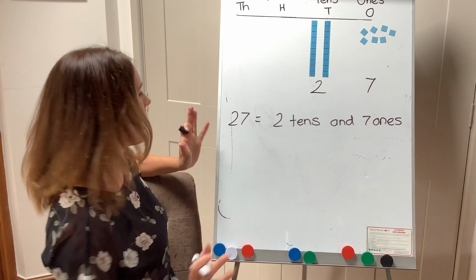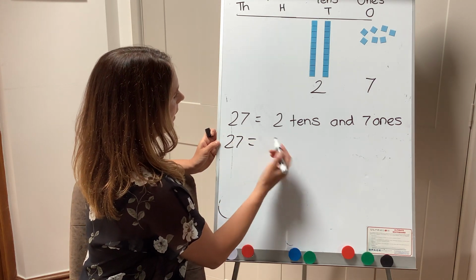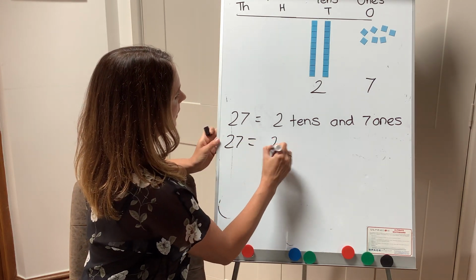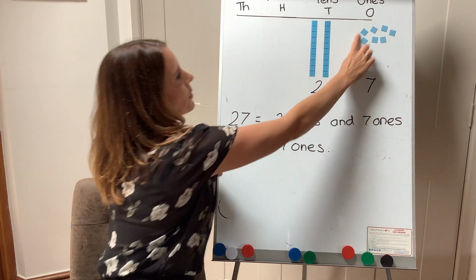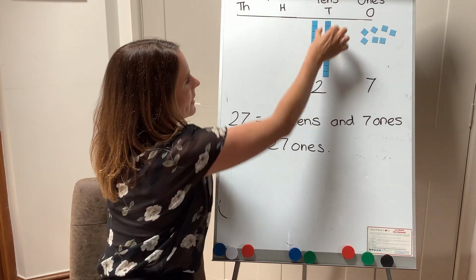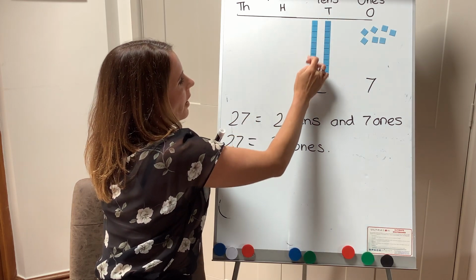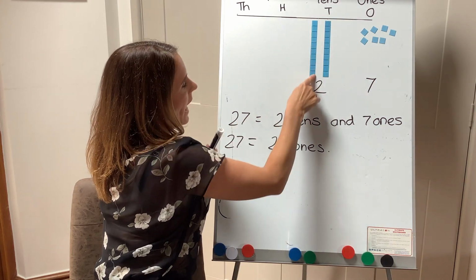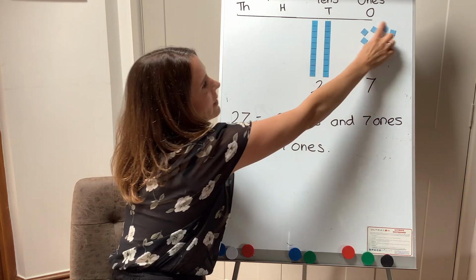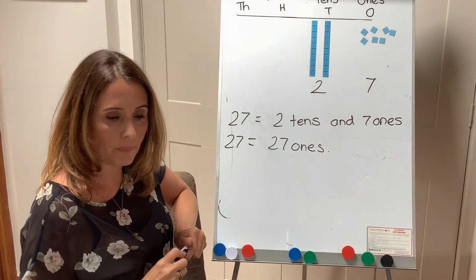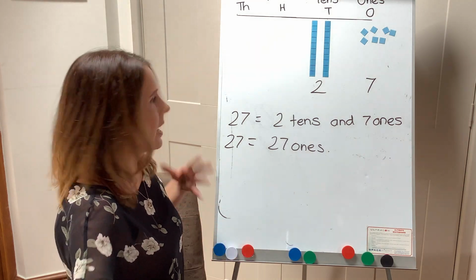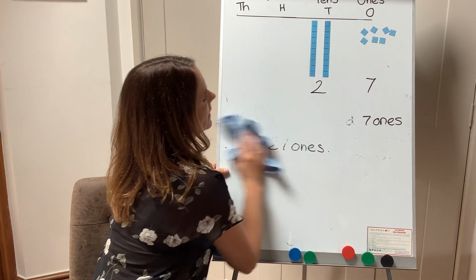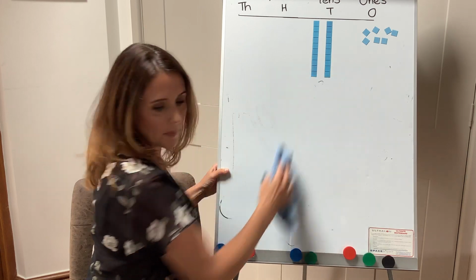We can also say that 27 is made up of 27 ones. If you look at it, we've got 7 ones there, and each of these tens is made up of 10 ones. So we've got 10, 20, and 7 ones. As our number system goes across, it gets 10 times bigger. It increases each time, as we looked at before.